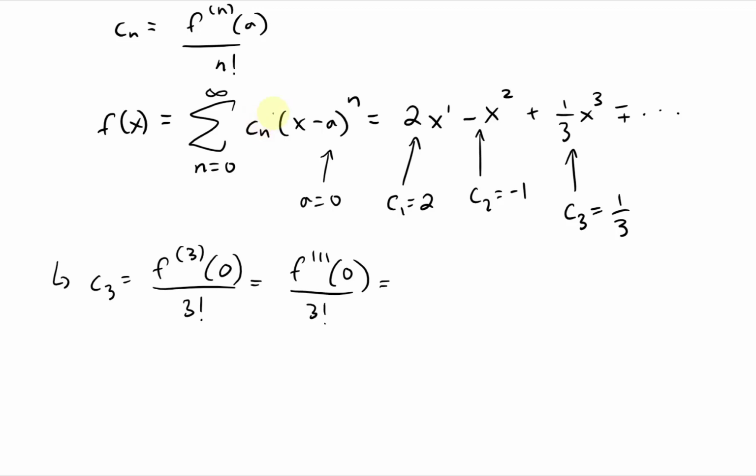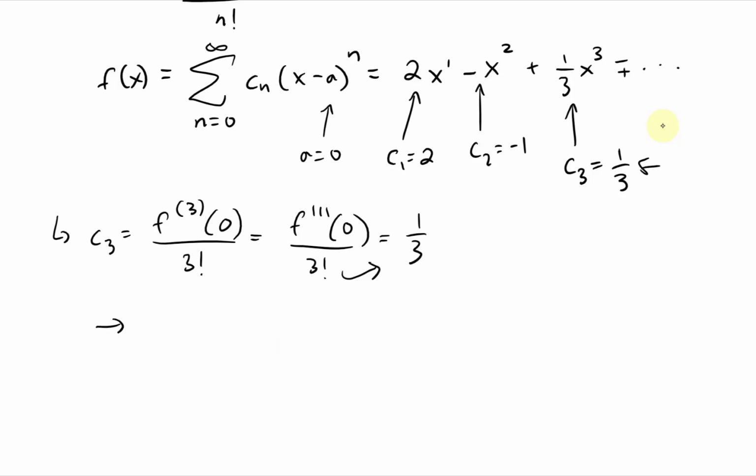Now this equals, well, we're given it equals this, so 1 over 3. So what this means is we could move the 3 factorial over to the other side. So what we get is f triple prime at 0 equals 3 factorial divided by 3. And 3 factorial is 3 times 2 times 1, over 3. This cancels, this cancels. 2 times 1 is just 2.